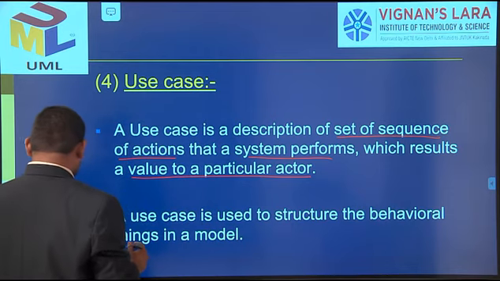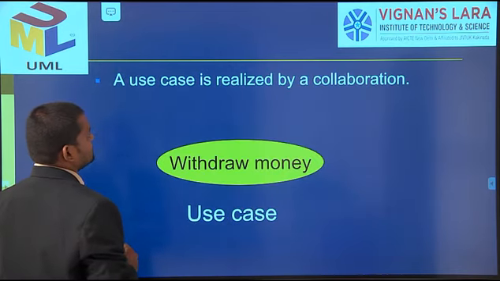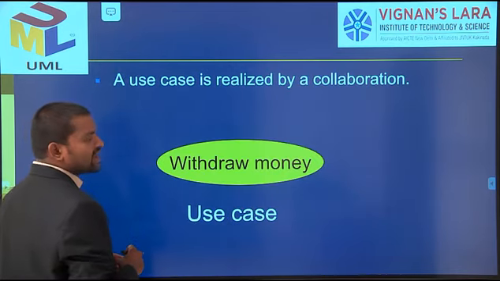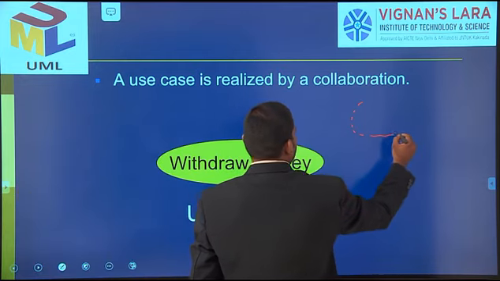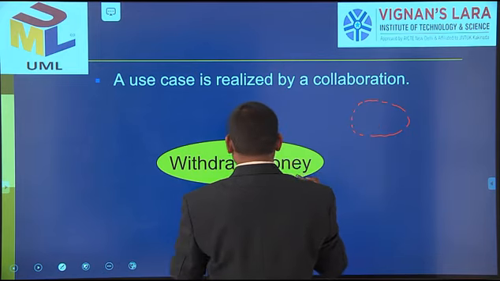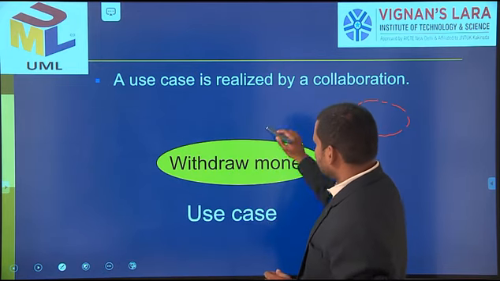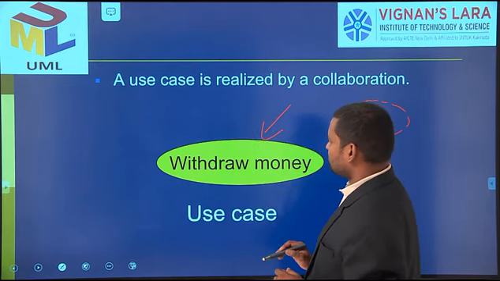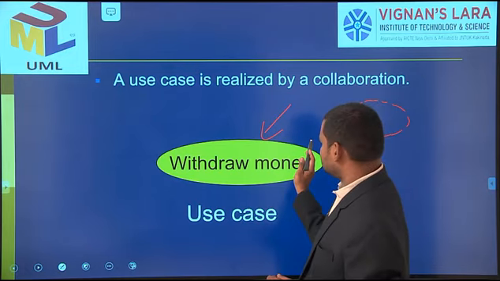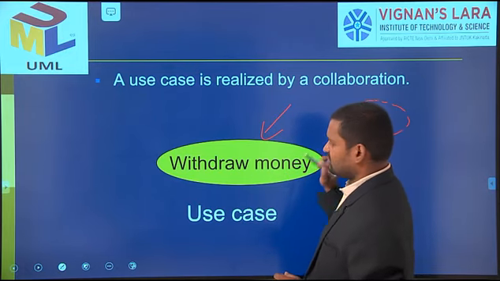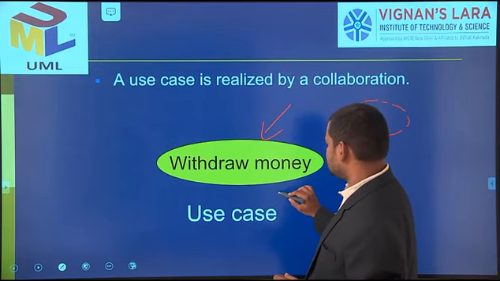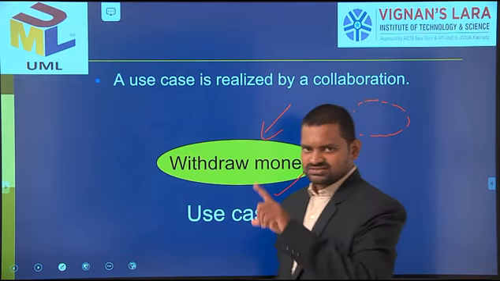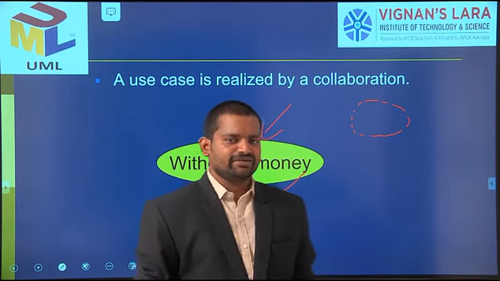Actually the use case is realized by a collaboration. Collaboration we write with a dashed line. The realization of a collaboration is simply called a use case. This is representing the use case, an ellipse symbol that has a name.